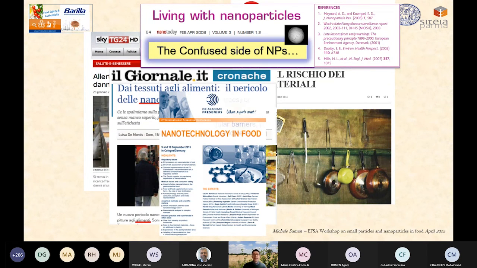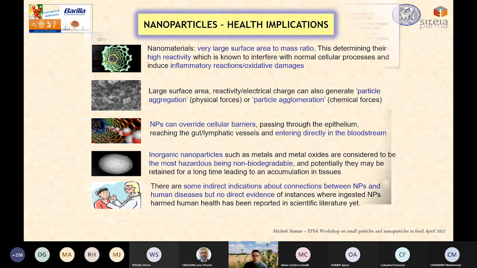is to try to be as pragmatic as possible, but also robust in the assessment and in the evaluations. I don't want to go into details about the health implications, because we have already discussed in the last days the impact of nanoparticles on the body. In particular, I would like to put the attention on the inorganic nanoparticles, such as metals and metal oxides, which are, at least for what we have seen in the wheat chain, the most relevant issues that we can have within this specific topic.